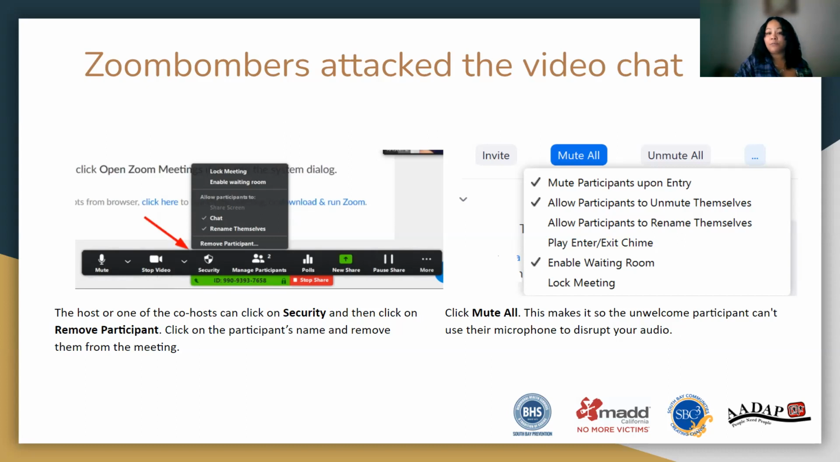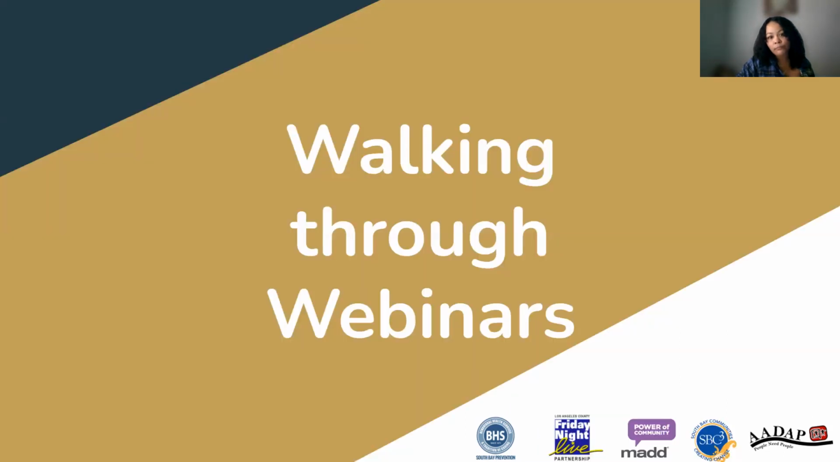So you have the option to mute participants upon their entry that we talked about, which is a good option to have enabled when the meeting starts. You also have the option to allow participants to mute themselves, and then also enable the waiting room. With the click mute all, this makes it so that unwelcome participants can't use your microphone to disrupt your audio, so they can't take over the audio and start playing inappropriate music or making sexual comments and whatnot.